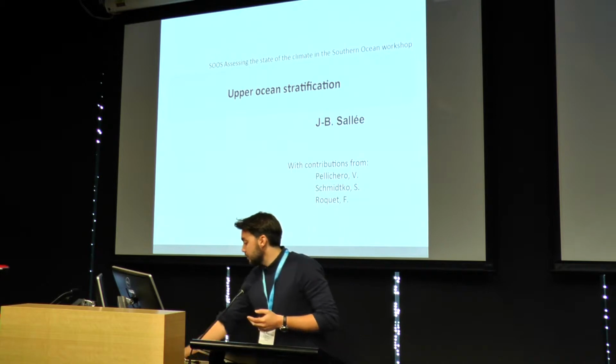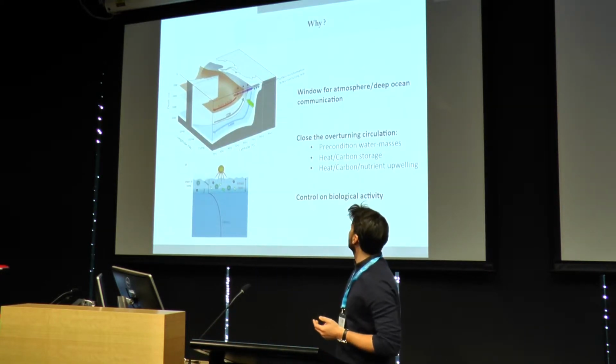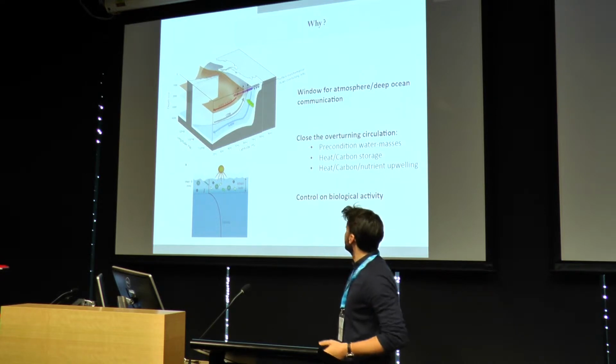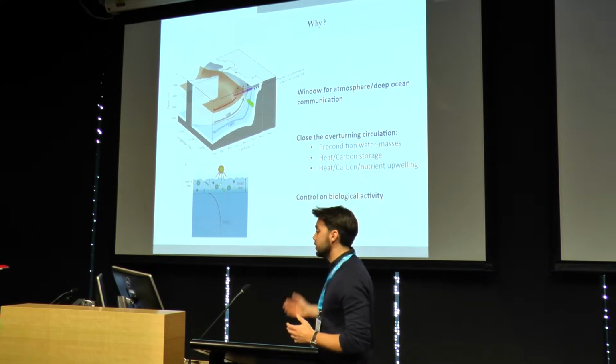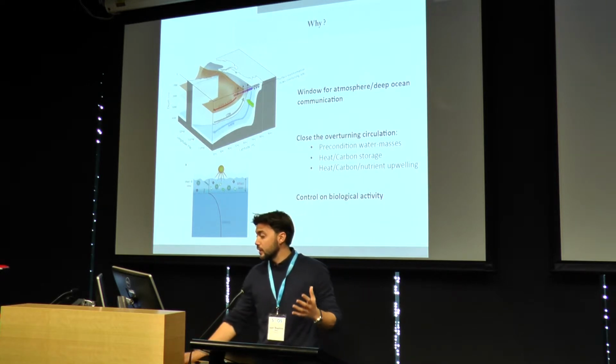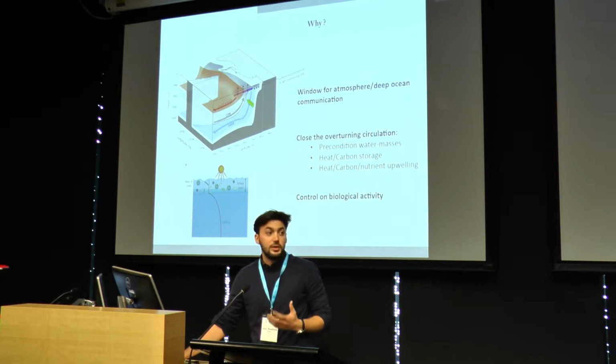But still, I think that's a very important question for many reasons. I listed a few of them. Closing the overturning circulation is very important for heat and carbon storage and for biology. So that's a really hard task, but it's important, so I think we should try to see what we can do.